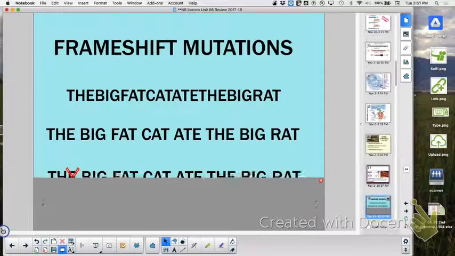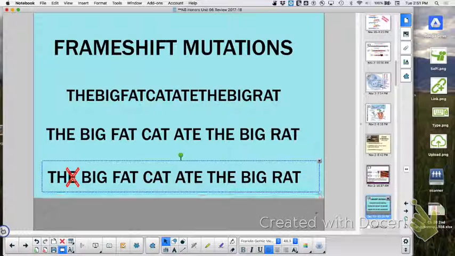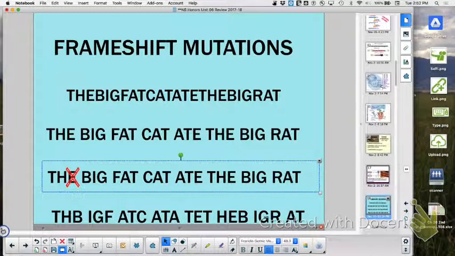And we understand that. But if this E in this 3-letter word is eliminated, all of a sudden the very first word is not going to be T-H-E. What is it going to be? T-H-B. And that throws all of them off. It makes no sense because every codon from then on out is broken. By broken, I mean that it's going to code for the wrong tRNA, which is going to then bring you the wrong amino acid. Okay, so frame shift mutations, very, very bad.